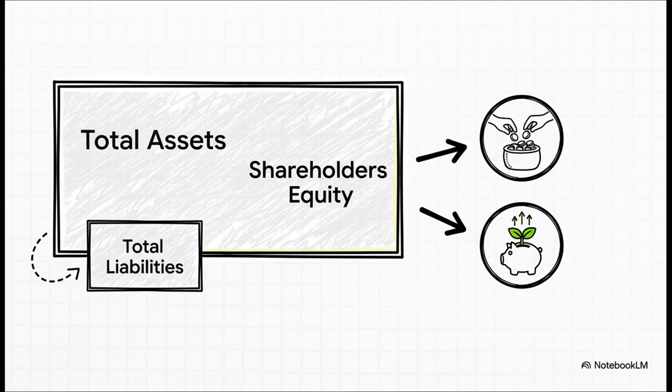Well, whatever is left over belongs to the owners. That's what we call shareholders' equity, and it's mainly made of two things: share capital, which is the money investors originally put into the company, and retained earnings, which is all the profit the company has made and decided to plow back into the business over the years.